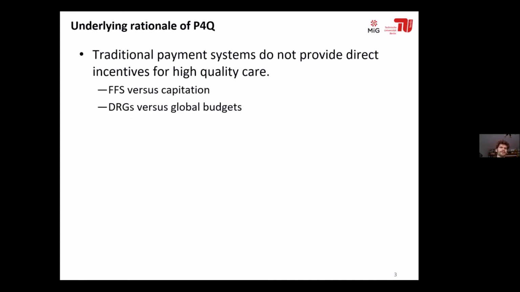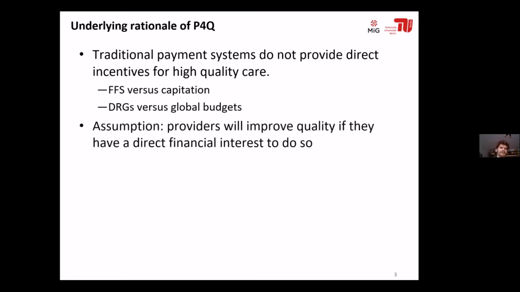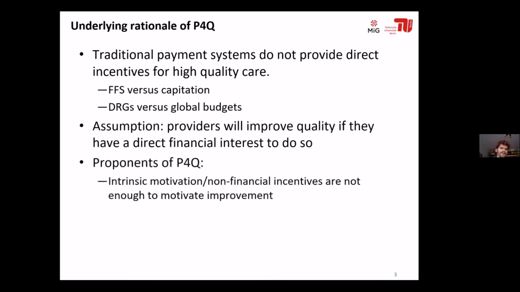And the underlying rationale of pay for quality is that traditional payment systems do not provide direct incentives for high quality of care. Neither fee-for-service nor capitation. Fee-for-service may lead to over-provision and therefore low quality of care, whereas capitation may lead to under-provision and therefore low quality of care. Neither is directly related to the quality of care that is being provided by providers. The assumption is then that providers will improve quality if they have a direct financial interest to do so. That is the underlying rationale.